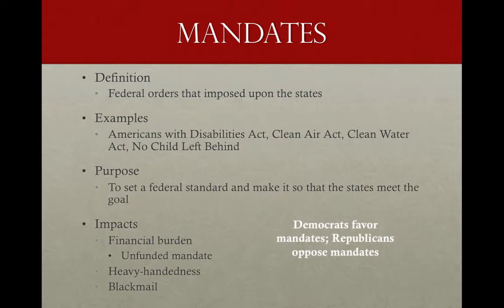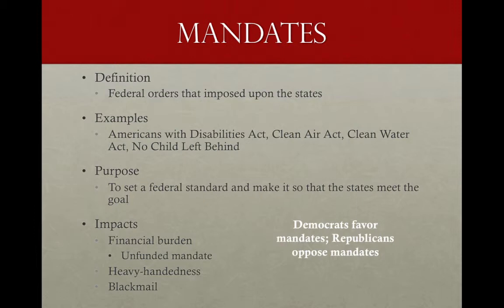Some states also do not like what they feel is heavy-handedness by the federal government. And this obviously is going to fall more in line with the decentralist approach, where states should have the right to exercise more power instead of the national government constantly having the authority over the states. And then also some states feel like this is blackmail, because often with federal mandates, once the states are told what standard they need to meet, if they do not meet the standard, they often are punished.